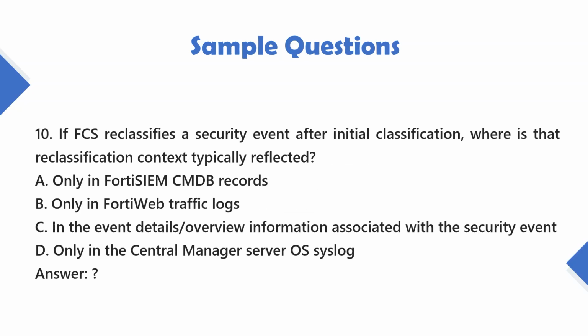10. If FCS reclassifies a security event after initial classification, where is that reclassification context typically reflected? A. Only in FortiSIEM CMDB records. B. Only in FortiWeb traffic logs. C. In the event details, overview information associated with the security event. D. Only in the Central Manager Server OS syslog.